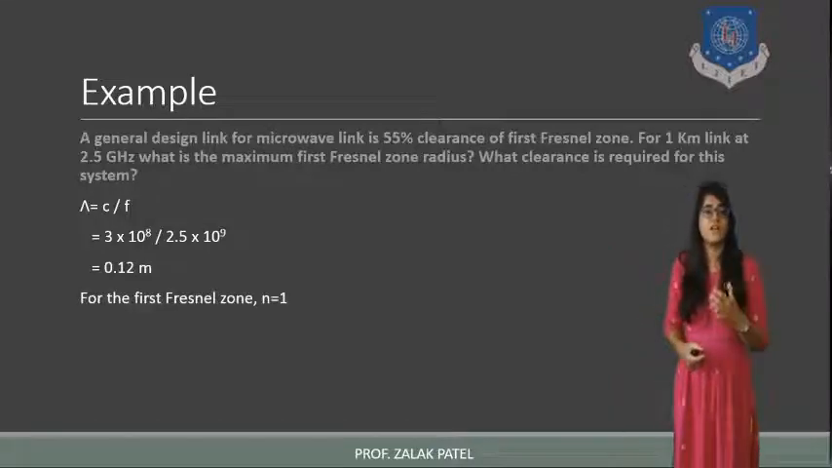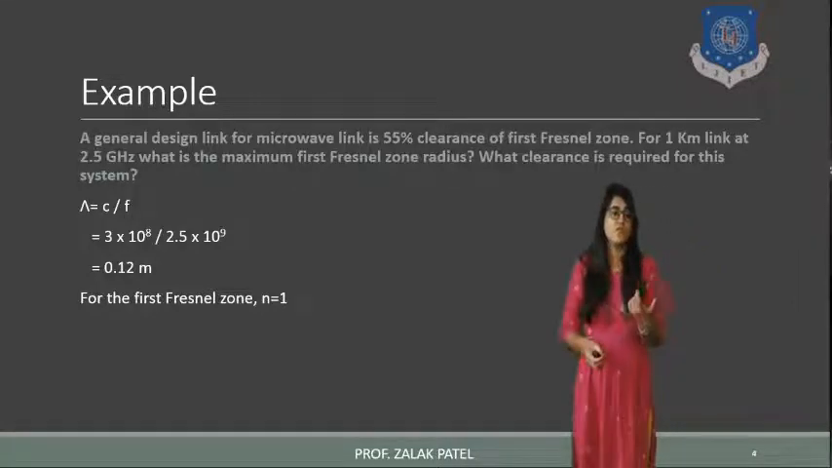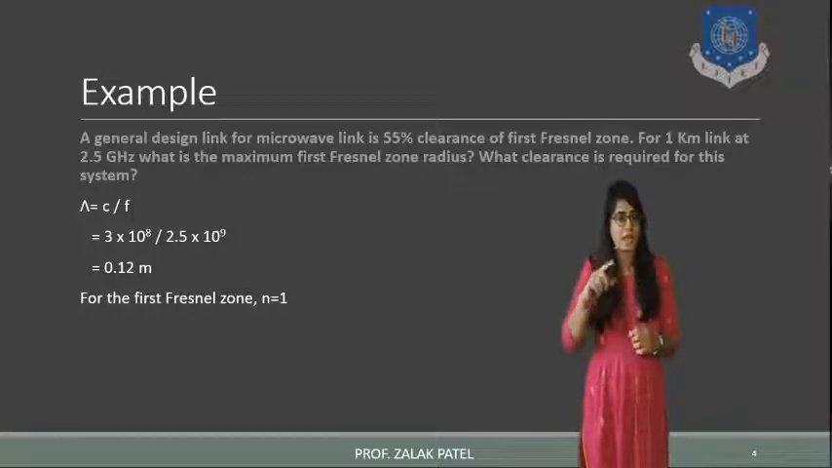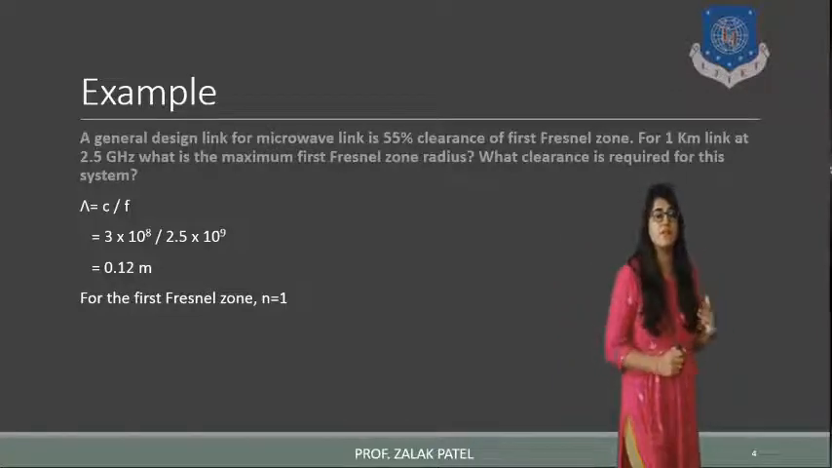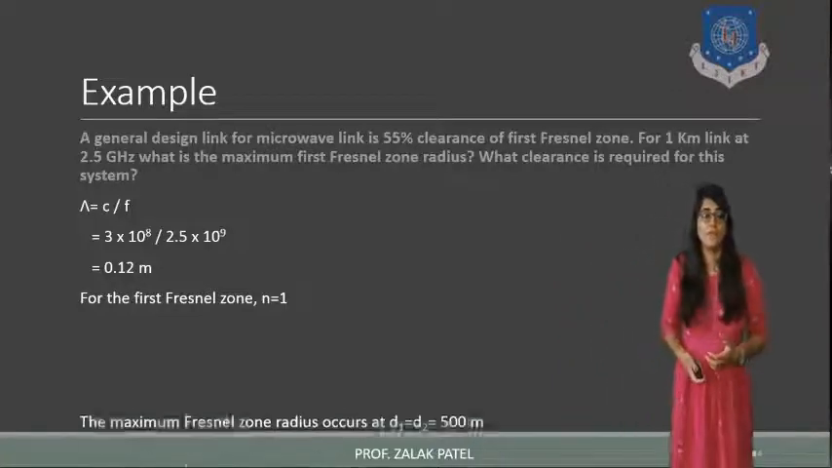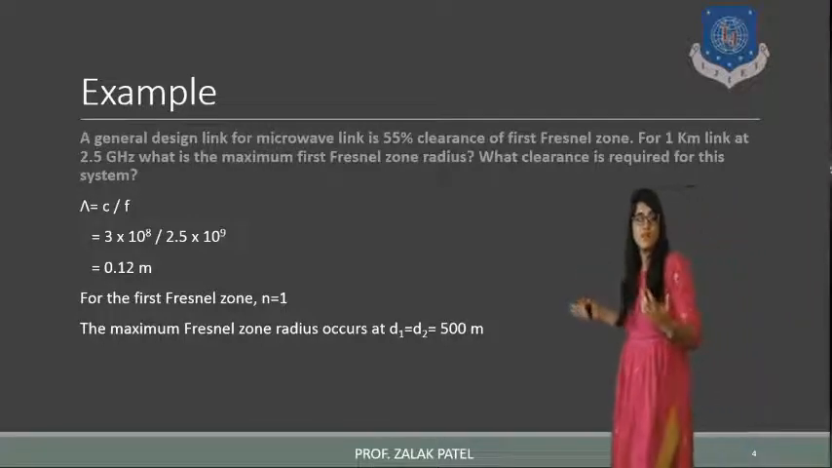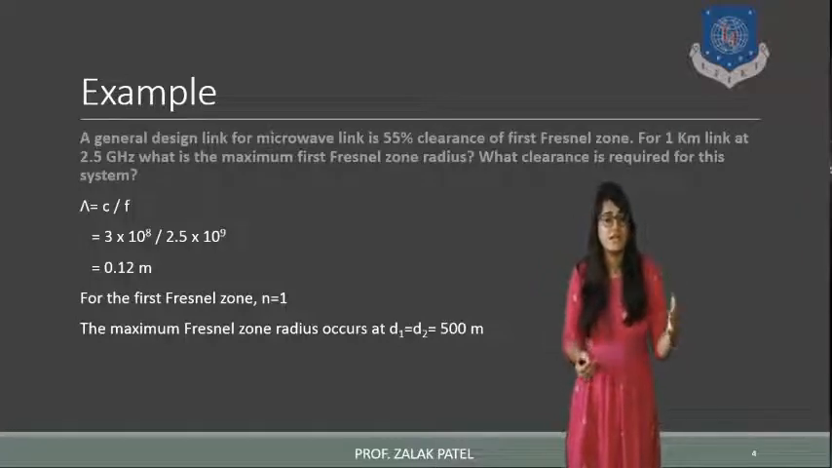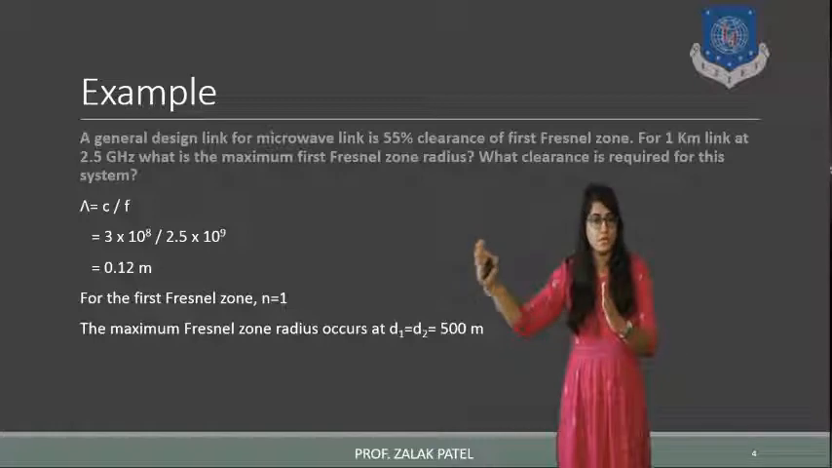Now, for the first Fresnel zone, you have to calculate the radius. So for the first Fresnel zone, first means the number of circle n is equal to 1. So with n equal to 1, you have to calculate the radius, so it will become your R1. So if you find out the maximum first Fresnel zone radius, for this you need two more things. That is the distance from transmitter to obstacle and distance from obstacle to receiver.